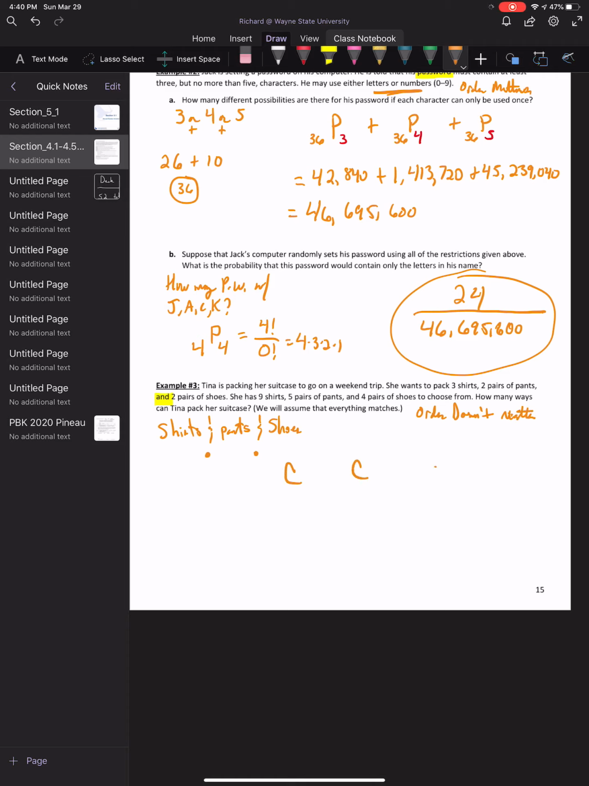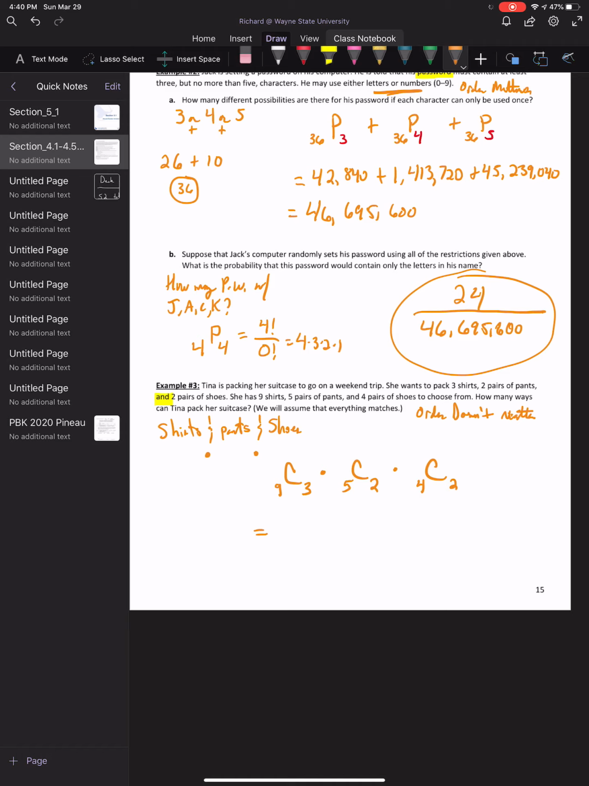So for the shirts. How many shirts does she have? She's got 9 total shirts. And how many does she need to take? She needs to take 3 of them. We multiply. Next is what? Pants. She's got 5 total, and she's taking 2. And we multiply that by how many pairs of shoes? She's got 4 pairs of shoes, and she needs to take 2 of them. So you're going to run your formula and run the computation there, and let's see what we get.